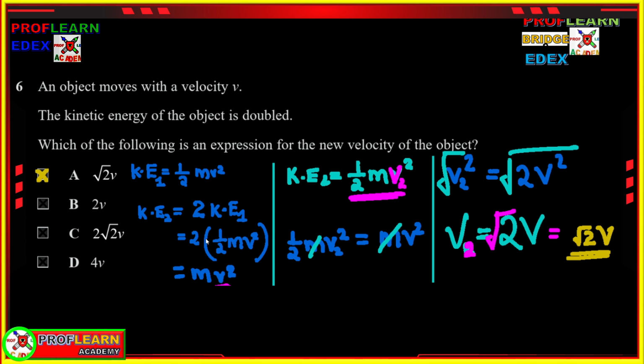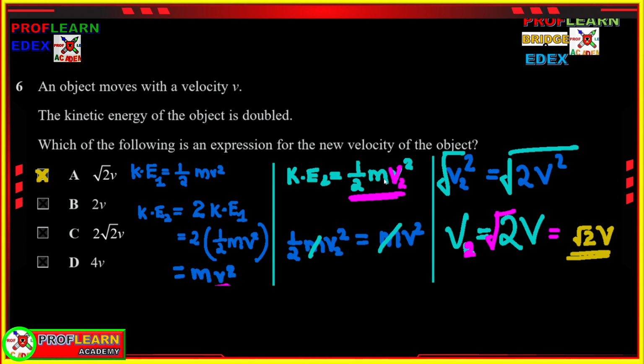So meaning we can substitute K1 with a half mv squared, because we had said that. So if you multiply here, you see these 2 and 2 will cancel out. We have mv squared, which means that the final kinetic energy, after the kinetic energy has been doubled, can be written as what? mv squared.